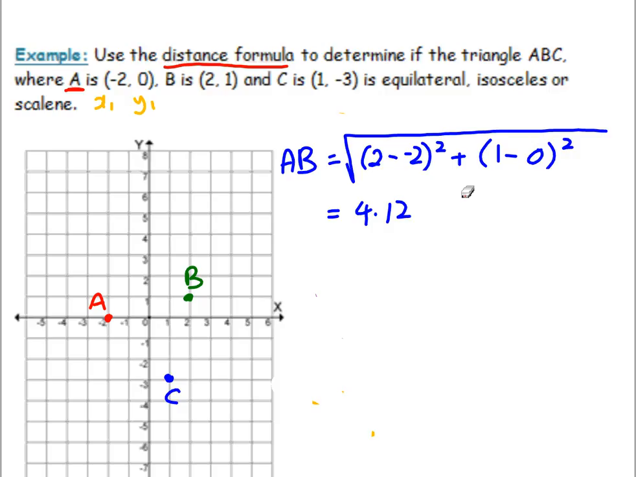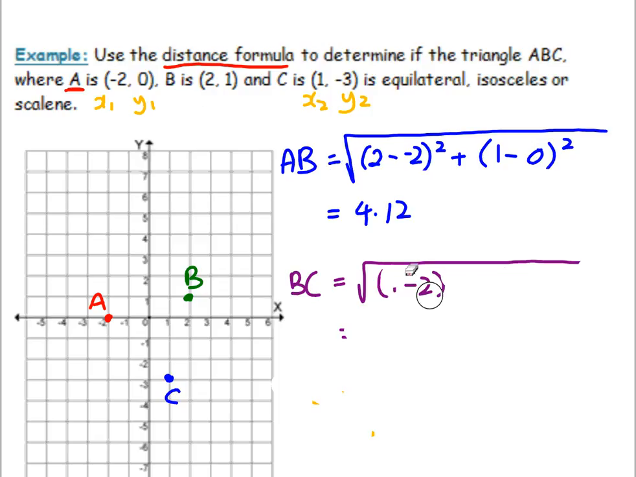Let's work out now what BC is. So now this would be your x1, y1, and this would be your x2, y2. So let's do a big square root sign. Feel free to work these out yourself and pause and just see if you've got the right answer. So x2 minus x1, 1 minus 2, all squared, plus y2 minus y1, negative 3 minus 1, all squared. Write your unrounded answer, and then round it to 3 sig figs. So unrounded and rounded, it ends up being the same value actually, 4.12 if it's rounded.